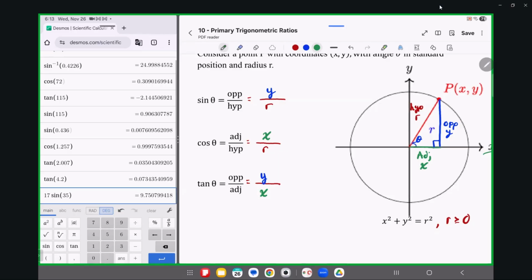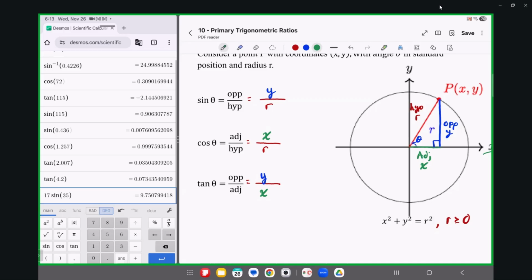Okay, so this is what we're going to be spending pretty much all of today doing: studying the different sides of right angle triangles around the unit circle, as well as their corresponding angle. We're going to be covering.